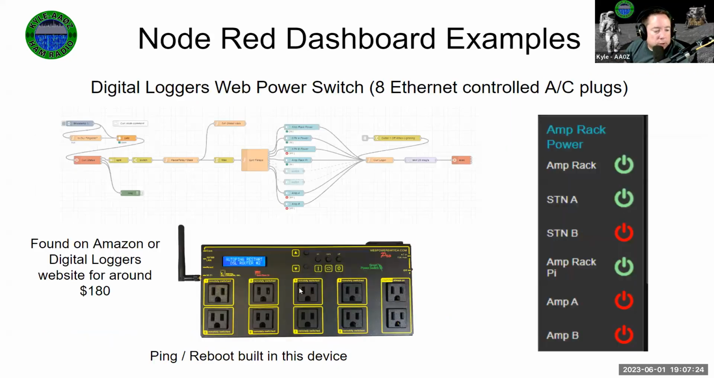Talked about this Digital Loggers Pro. If you want to automate your shack, this is probably one thing that you want to get here. So this is the flow here, and this is what a default dashboard looks like. You can see that on switch 1, we've got the amp rack. Switch 2, station A. Switch 3, station B. Amp rack Pi is switch 4. Amp A is 5, and amp B is 6.